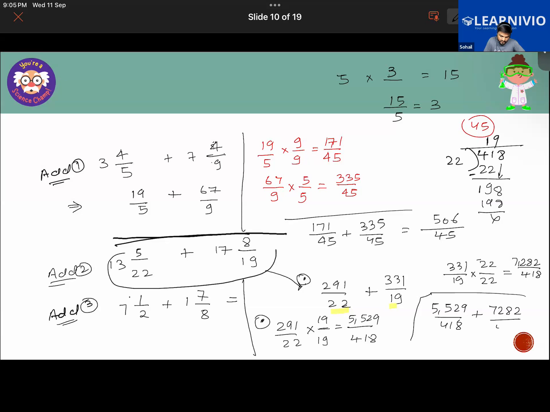So now in the final step, we are having the fractions 5529 upon 418 plus 7282 upon 418. Now, are they like fractions? Yes, they are. So simply you add the numerators and the denominator will be the same. That will be your answer. Quickly, both of you add the numerators.